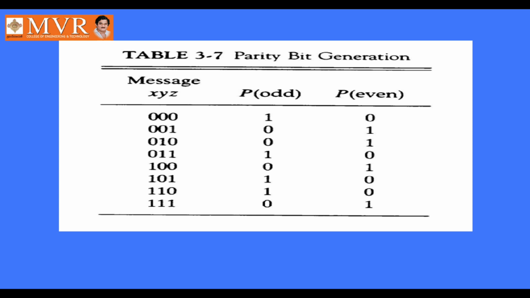And the second combination, 001: already a 1 is there in the original data. To convert it to odd parity, we add 0 as the extra bit, and 1 as the extra bit for even parity.